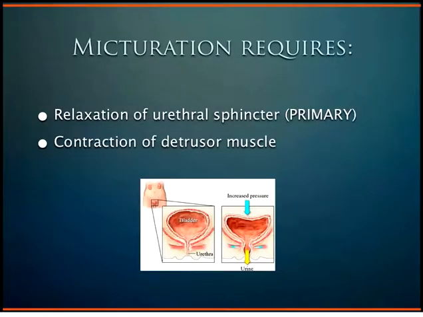Now, micturition occurs through a combination of urethral sphincteric relaxation as well as contraction of the detrusor muscle. After voiding, there should be little or no urine remaining in the bladder. The remaining is termed the post-void residual.